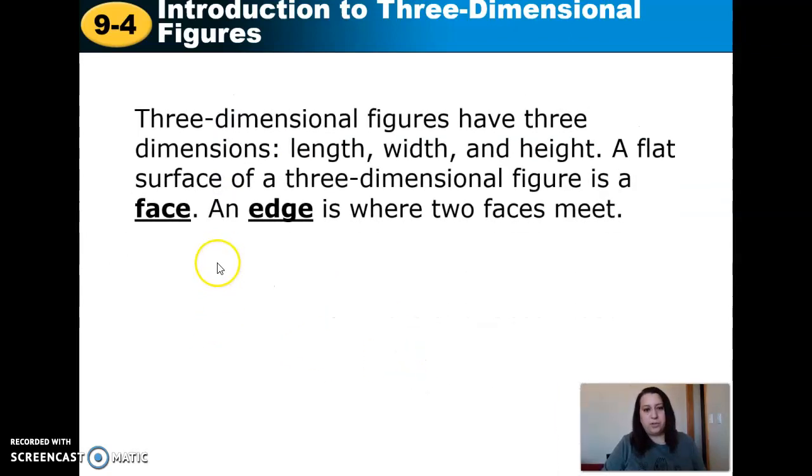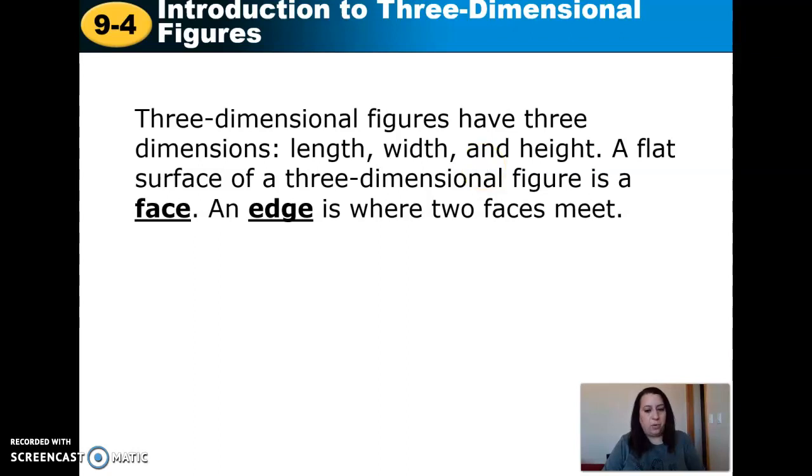So, first things first. We have three-dimensional figures, and it goes without saying that they have 3 dimensions. That's why they're called 3D figures, okay? The 3 dimensions that they have are length, width, and height. Make sure you jot that down, even though, hopefully you know that. We have a couple parts of that 3-dimensional figure that we need to define. The first one is a face. A face is a flat surface of the 3-dimensional figure.